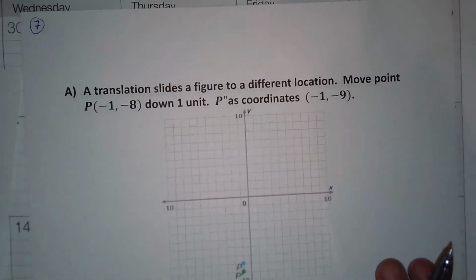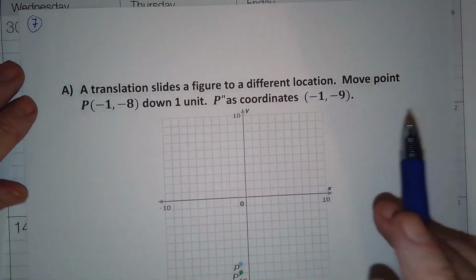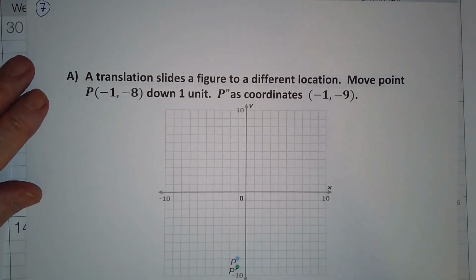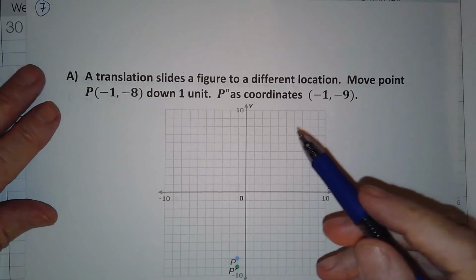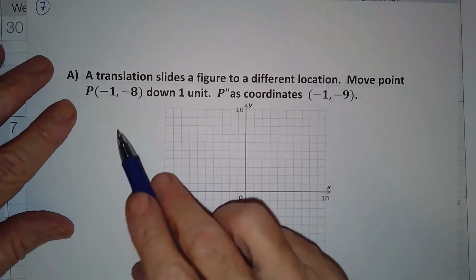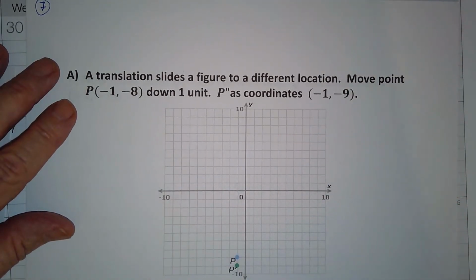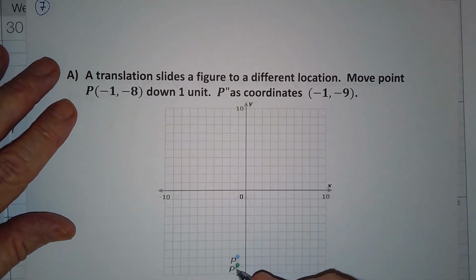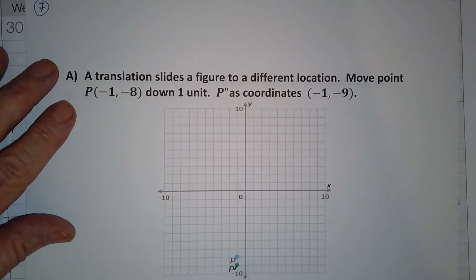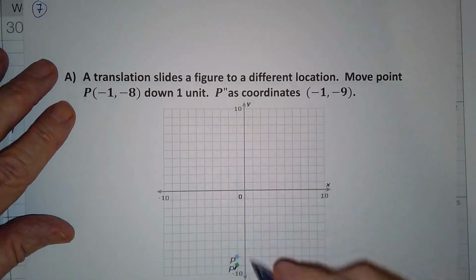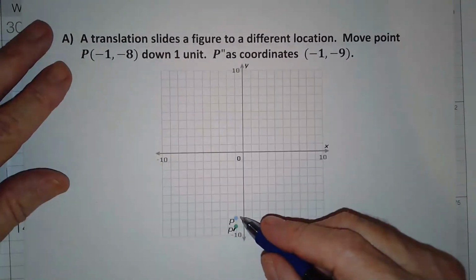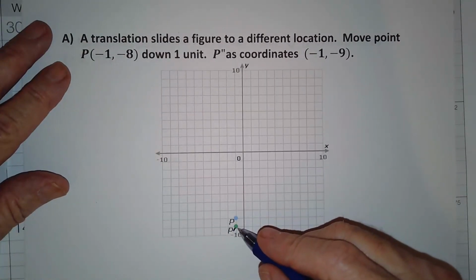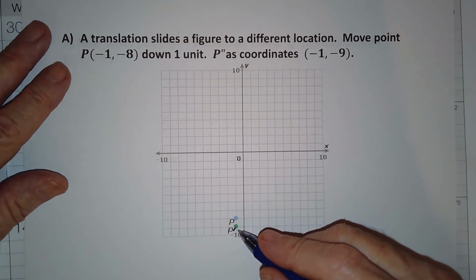Okay, so you do the same kind of thing that you did before. You take the first coordinate, which is P, at -1, -8. Here's -1, and here's -8, so this is P. And down here, although it's hard to see, this is P prime at the bottom. So you're shifting it down 1 unit. That means you're moving P down to where P prime is, just by shifting the y coordinate 1 unit. It's the only thing that changes.